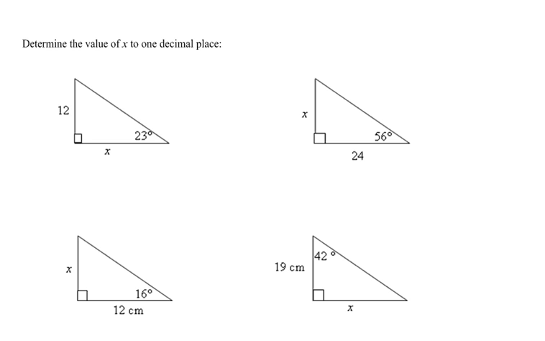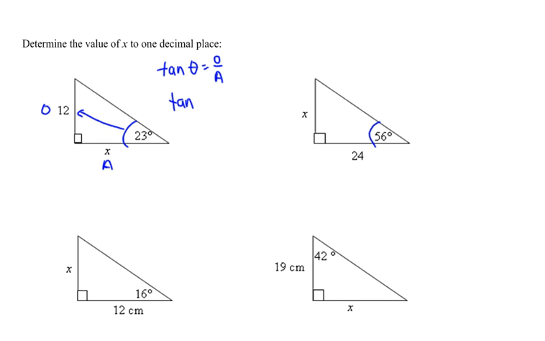Same thing. I'm going to go through 2 of these, and then you're going to do the other 2 on your own. Okay? So let's start with this guy, 23. What's side 12? Opposite. X is adjacent. So which ratio has O and A? Tan. Tan of our angle equals O over A.